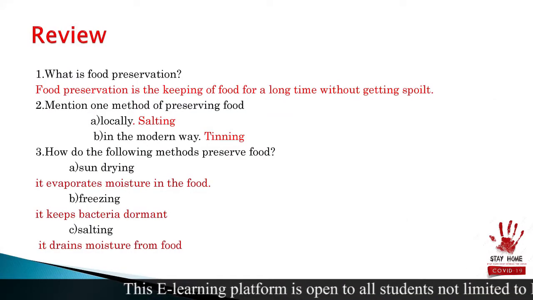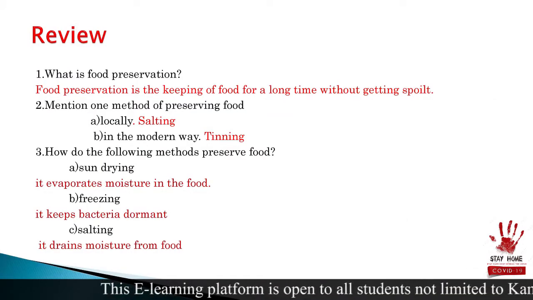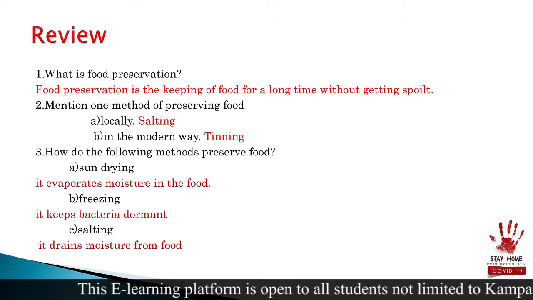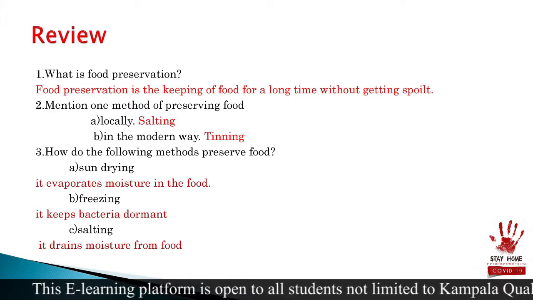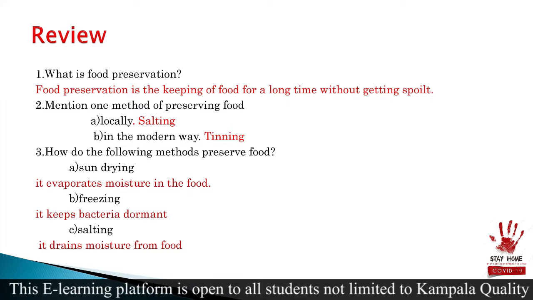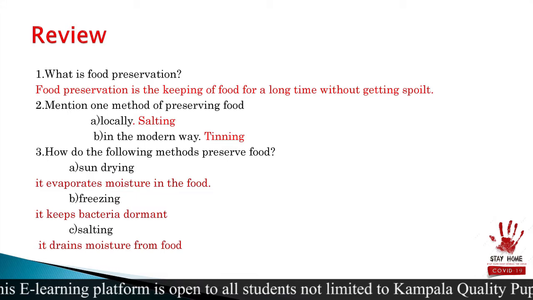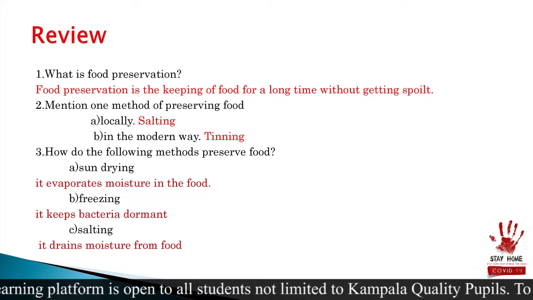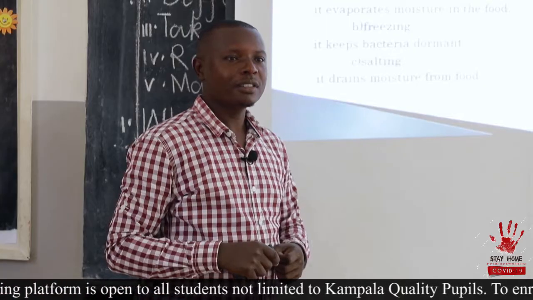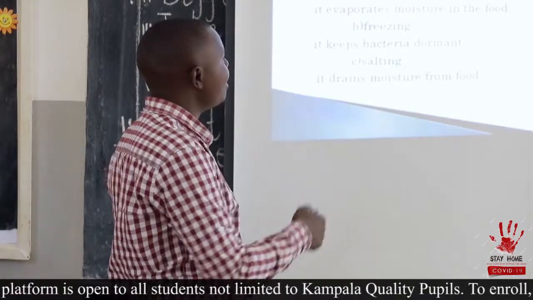Add the others. Many of them. What did you write? I know you wrote the correct ones. Then, in the modern way, how can you preserve food in the modern way? Mine is tinning. What about yours? Please, mark, put a tick on it. And we continue.